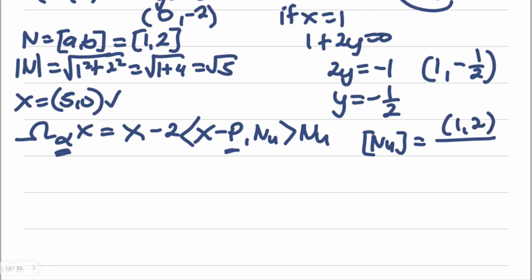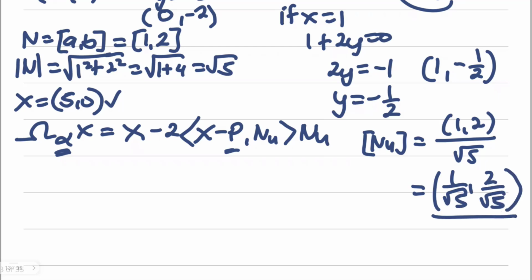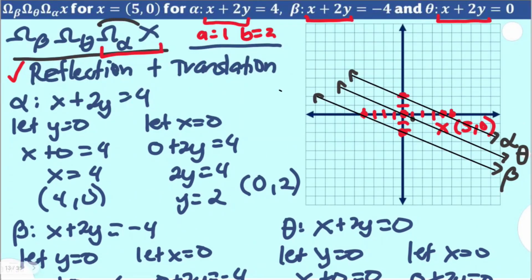Don't be confused with that. We can also use parentheses for a vector. Don't be confused with that as a point. That's a vector. But this time, let's use parentheses just to illustrate our unit normal vector, 1 over square root of 5 and 2 over square root of 5. So this is our unit normal vector, which is true for our alpha and at the same time for our theta and beta lines.